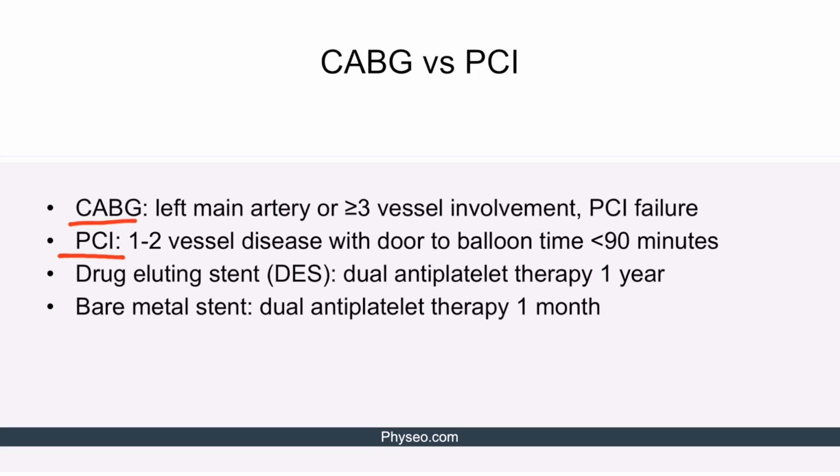Keep in mind, if PCI is performed and a coronary stent is placed, then follow-up medical therapy is indicated. For a drug-eluting stent, dual antiplatelet therapy, aspirin and clopidogrel, should be continued for 1 year, and if a bare metal stent is used, then these medications are indicated for at least a month.